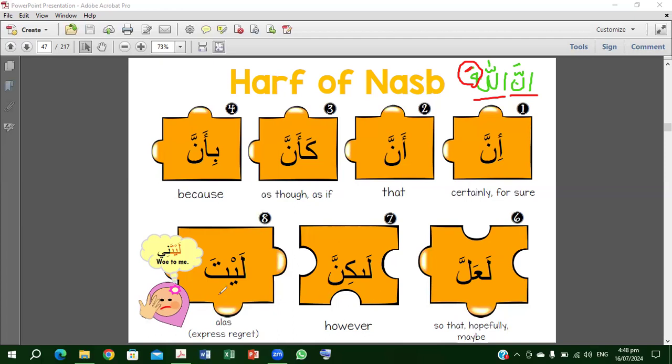Lakinna, however; layta, alas, it's to show regret. It is to express regret, like, if only it were like this. Lakinna is in the meaning of however. Okay. He is a very good boy, however he does this. Okay. So lakinna, however. Okay, I hope it's clear, the meanings also and the function also. What is the function of these huruf? That they give nasab to the ism which is after it, right? I have written an example for you people.